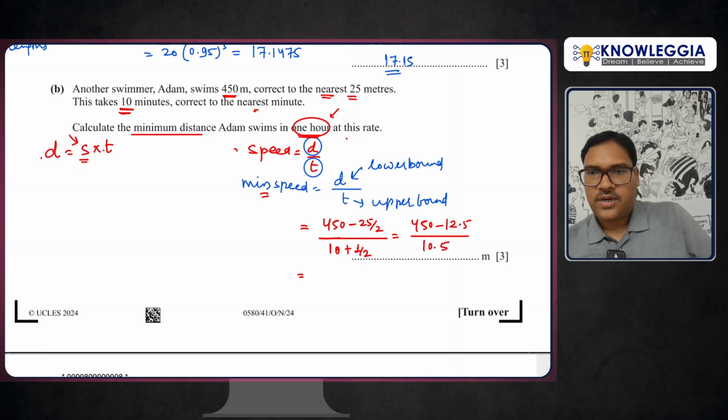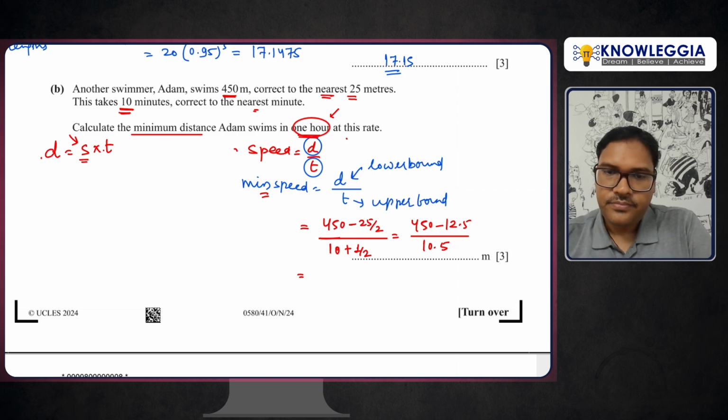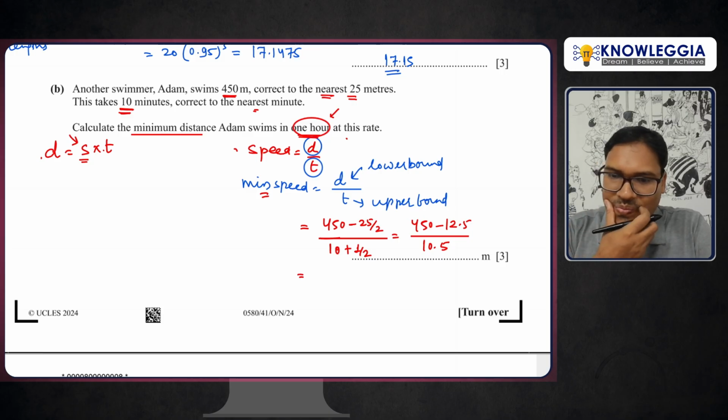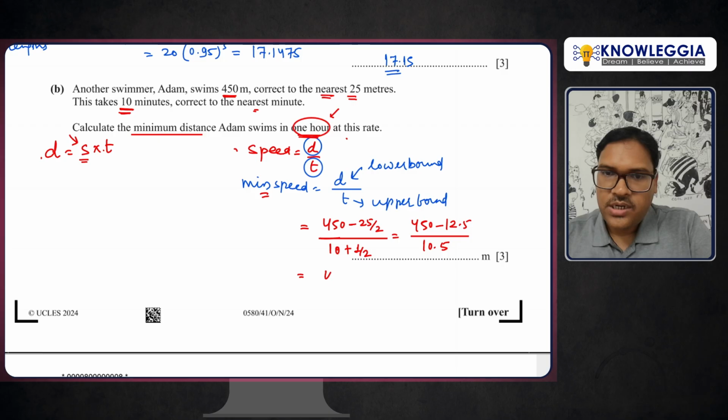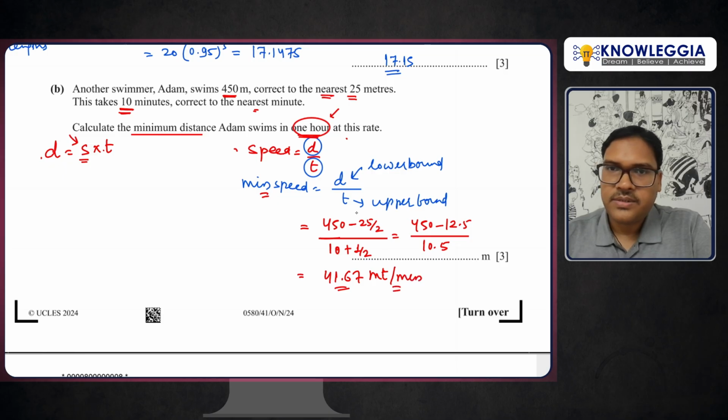So now if you check this value, this is 450 minus 12.5 divided by 10.5, which is 41.67 meters per minute, because time is in minutes and distance is in meters. So this is the minimum speed.